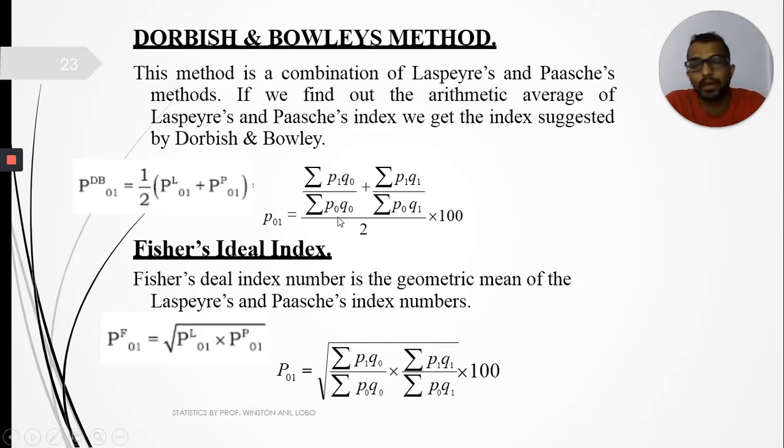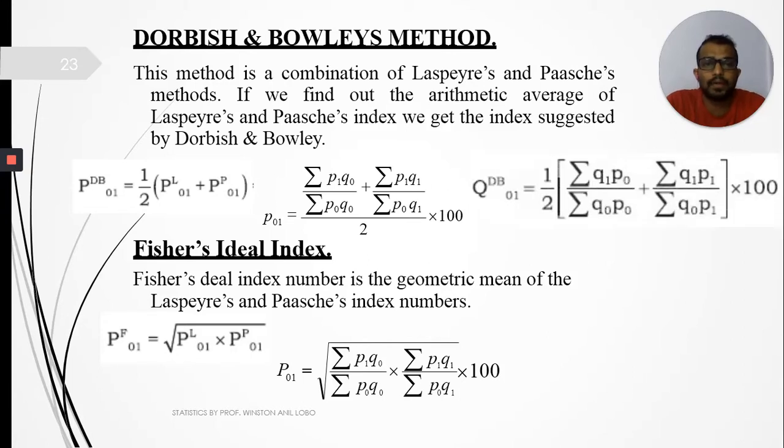How to write the full formula? This is how we write the full formula. P01 equals summation P1Q0 by summation P0Q0, this is last year's formula, no, students, plus summation P1Q1 by summation P0Q1, divided by 2 into 100. So last year's formula plus past year's formula, arithmetic mean, so divide by 2, that is average, into 100. We get Dorbish-Bowley's. Same way, students, please write down the quantity index number of Bowley.